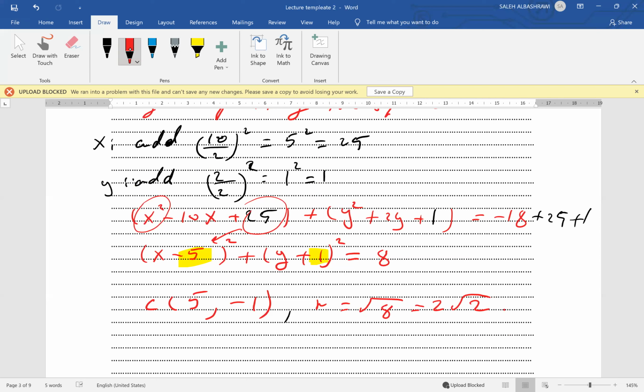If the equation is not given in the standard form, we have to write it in the standard form by completing the square for x variable and y variable. Then find the center and radius of the given circle.